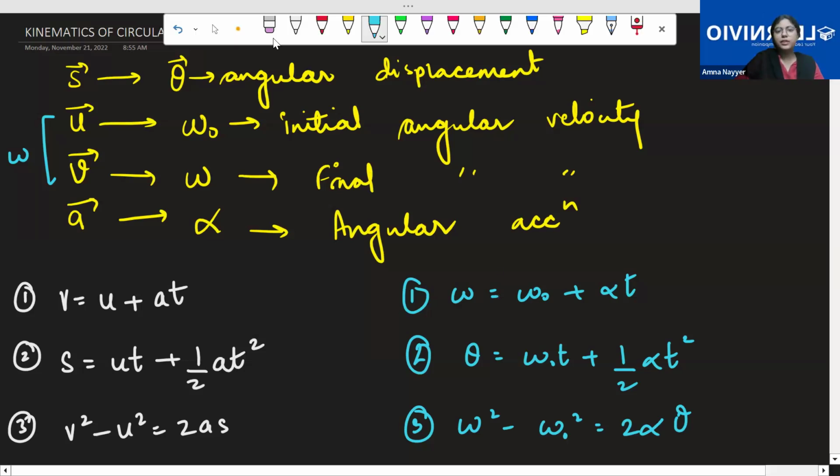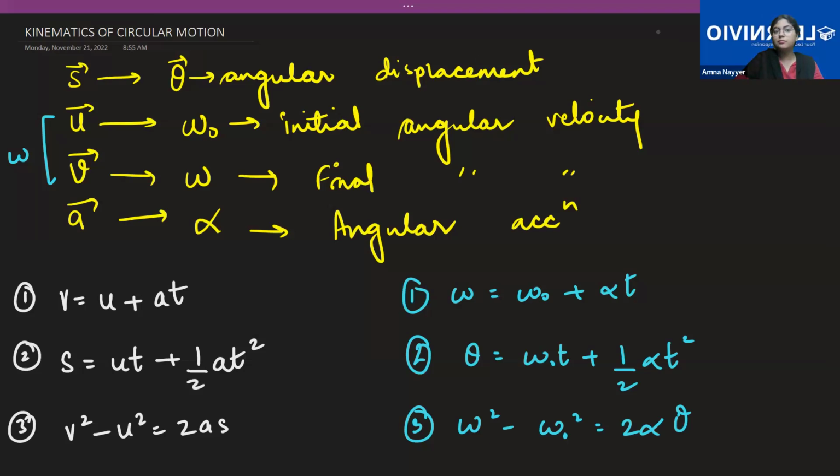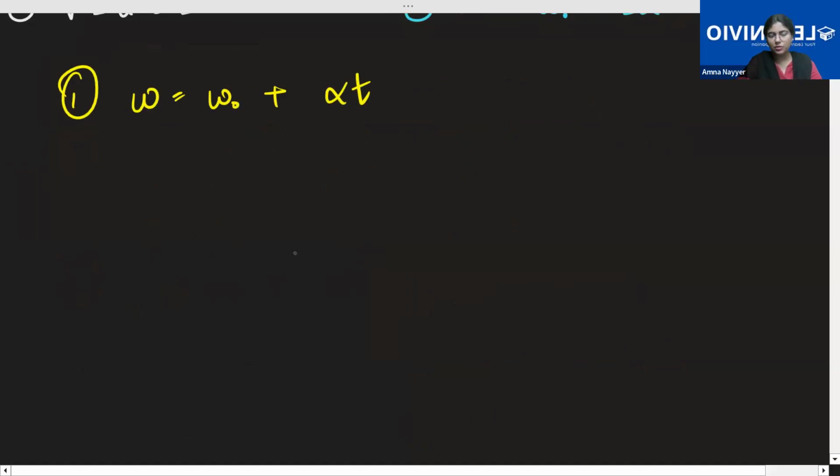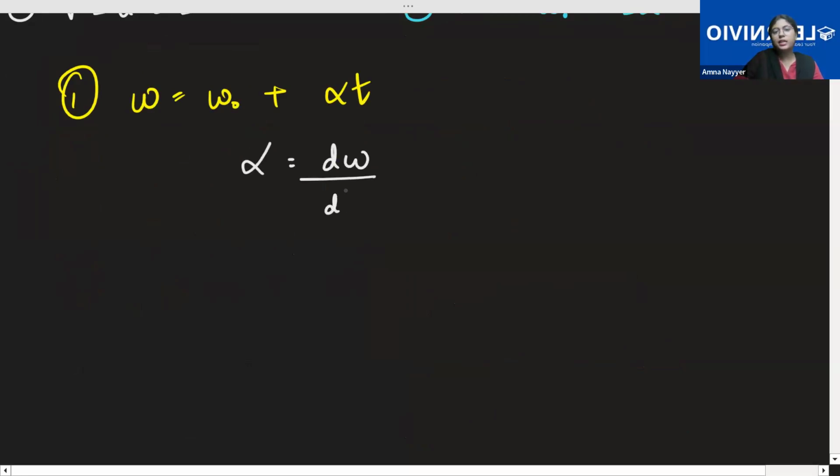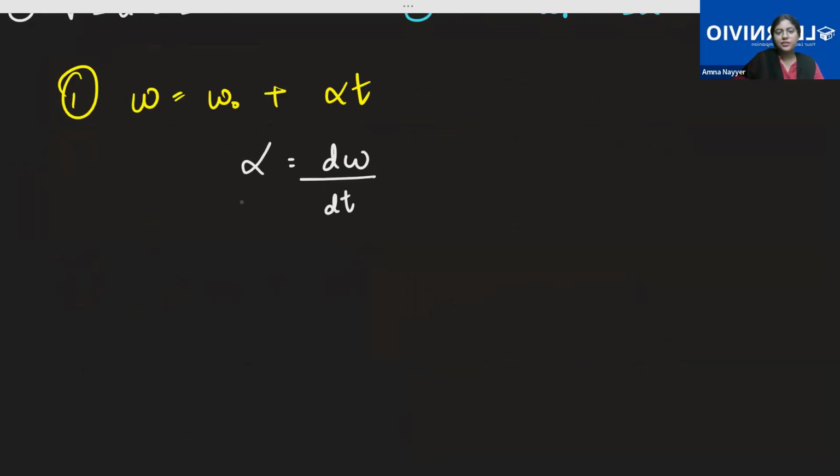Okay. We have done derivations in the translational one also, but here also, let me discuss it once. Let's say the first equation, omega is equal to omega naught plus alpha t. From here, we know alpha is equal to d omega over dt. So let's shift it here: d omega will be equal to alpha dt. Let's integrate them. Initial time is 0. At this initial time, what's the initial velocity? Omega naught. Final time is t. At the final time t, what's the final velocity? Omega. Initial time is 0, final time is t.